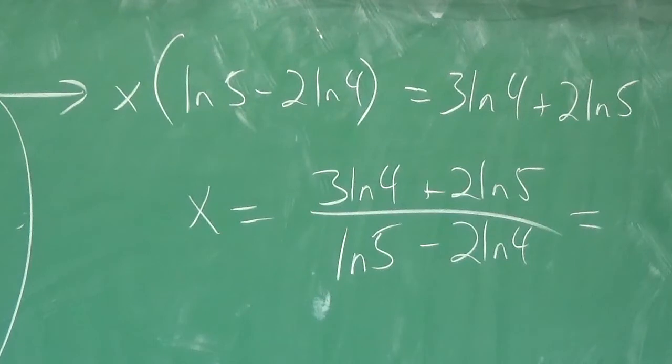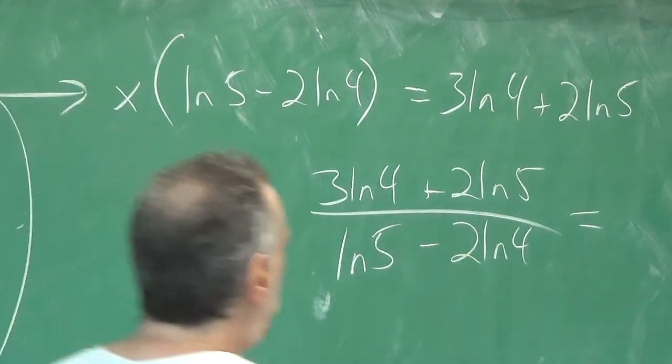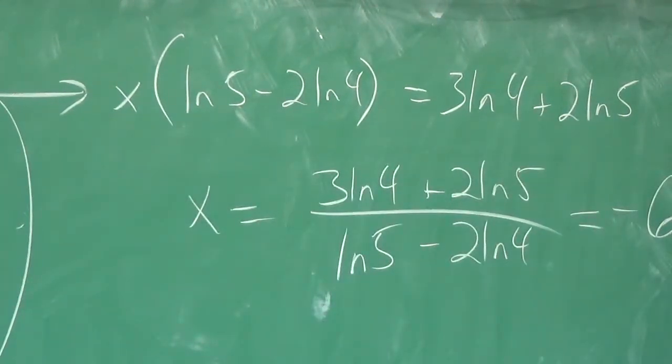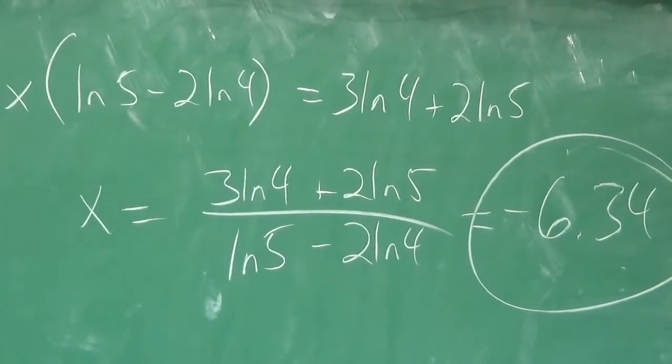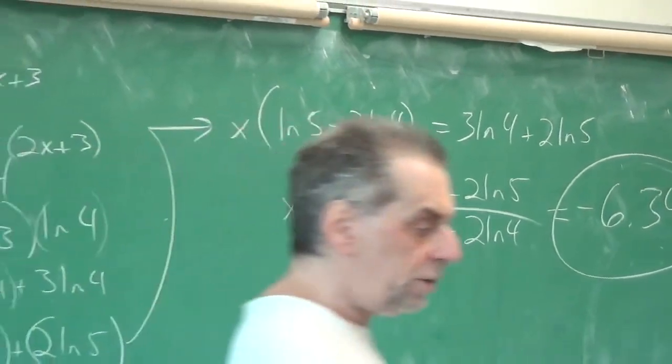Negative 6.34. All right, so if we did that right, put that back in here, and we should get a true statement. I'll check all these later to make sure they're correct.